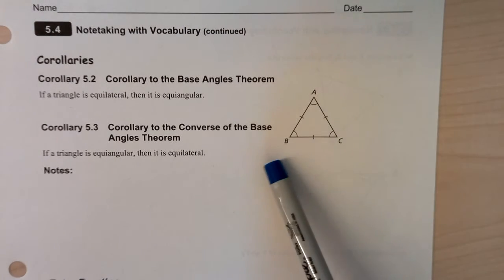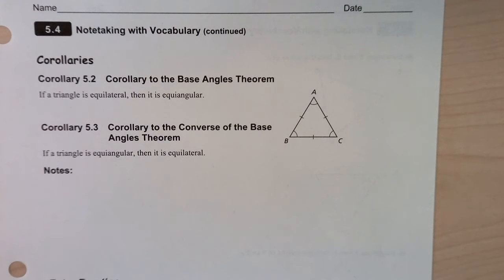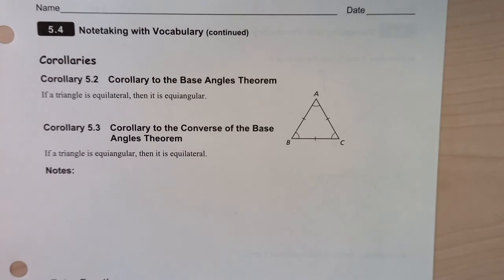So I have all three sides, AB, AC, and CB congruent in the triangle, then all three of the angles are congruent. And they would actually all measure 60 degrees. 180 divided by 3 gives you each of the measures of the angle, 60 degrees, and it's equiangular.